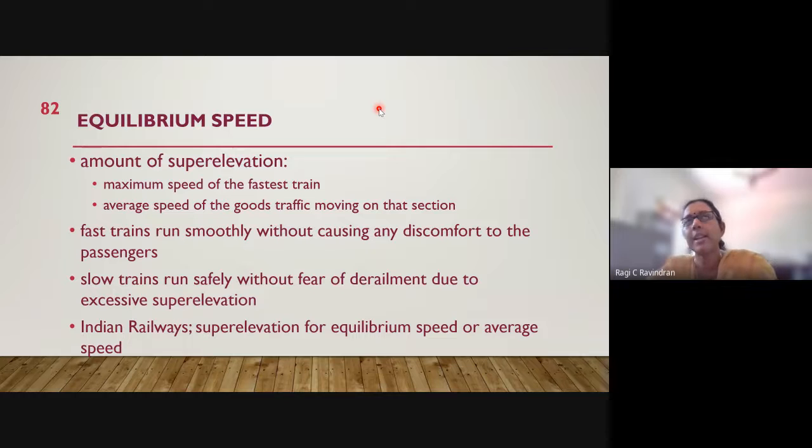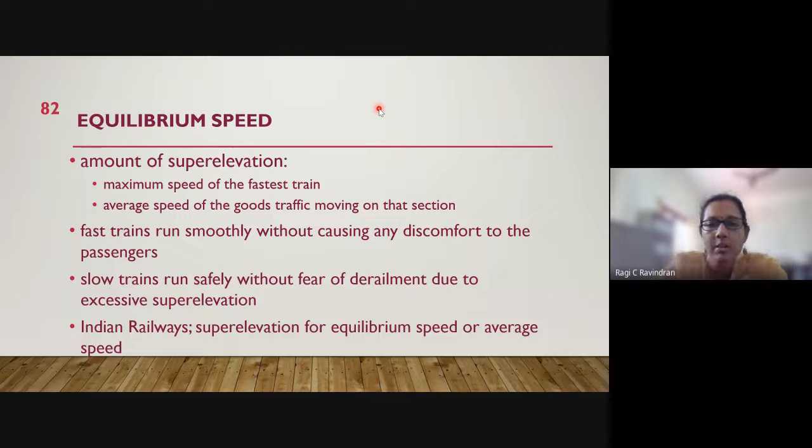When we are designing a railway track, you cannot simply design the track for the fastest moving train, because the same railway track will be used by a passenger train whose speed may be around 50 to 60 kilometers per hour, or even a goods train traveling at a much lesser speed, maybe 30 or 40 kmph. But you cannot provide so many different tracks depending upon the type of train.